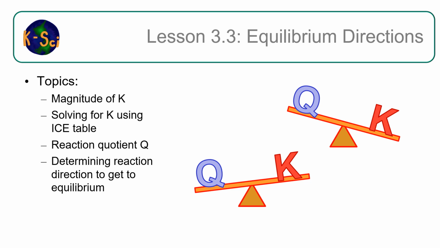Hello there. In this lesson, we're going to learn about how we can use the equilibrium constant to tell which way a reversible chemical reaction will move in order to get to equilibrium. We're going to use a little teeter-totter or seesaw, whatever you want to call it, as an analogy to help us make that determination. And we'll be introducing a new symbol, Q.